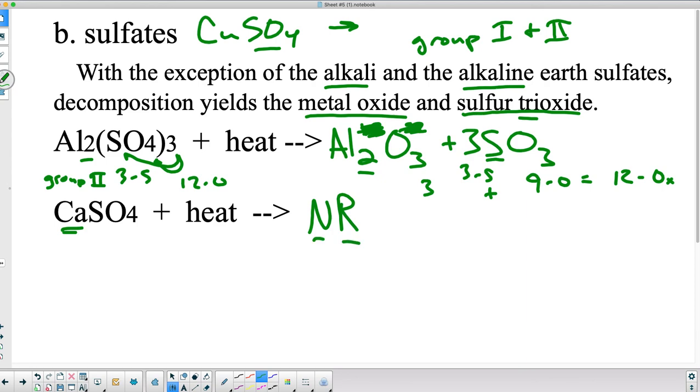I don't have to write anything on the right-hand side for that. It does not change. All right, I'm going to pause there and pick up with C and D in a new screencast.